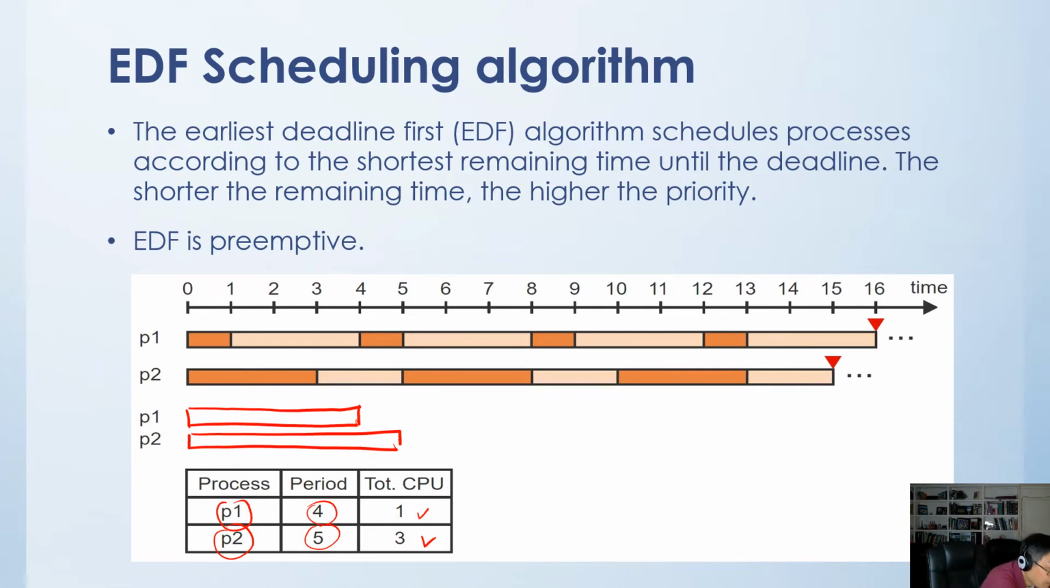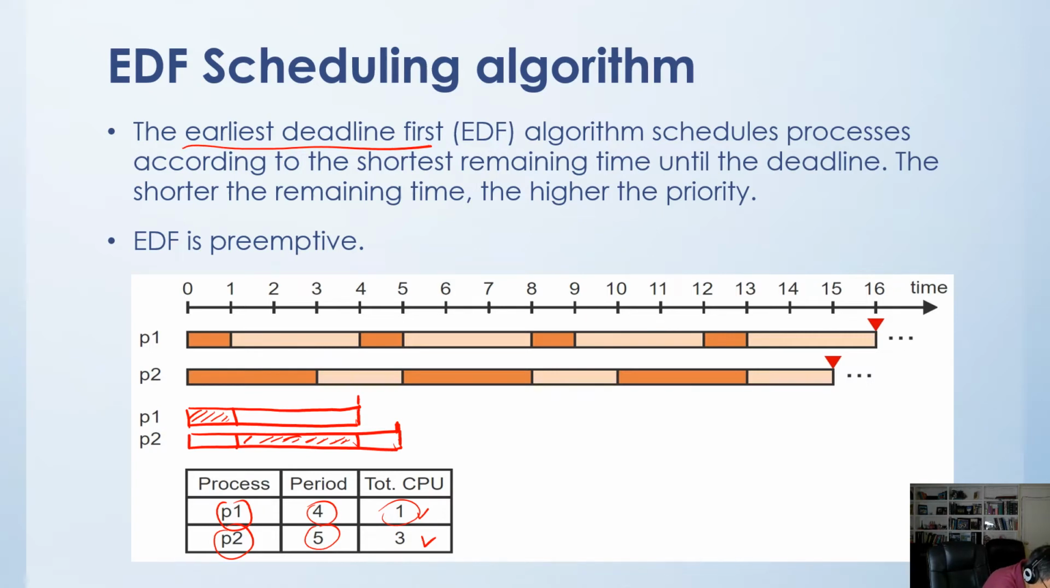So now the deadline for P1 is 4, for P2 is 5. So P1 has higher priority because of the earliest deadline first. So P1 is going to run for 1 time unit. That's the computation of length 1. And then P2 gets the CPU and runs for 3 time periods, right? Okay.